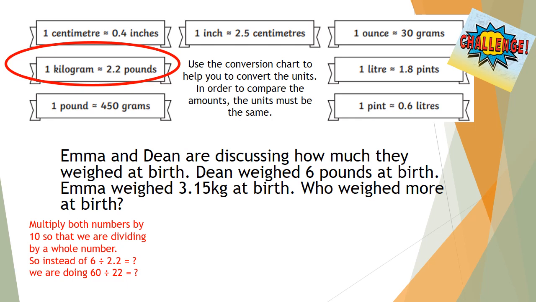And then we can use our column method to help us there. If you feel confident enough dividing by a decimal number and remembering where your decimal needs to go, you can do that method too. But either of those methods will give you the same answer, okay?